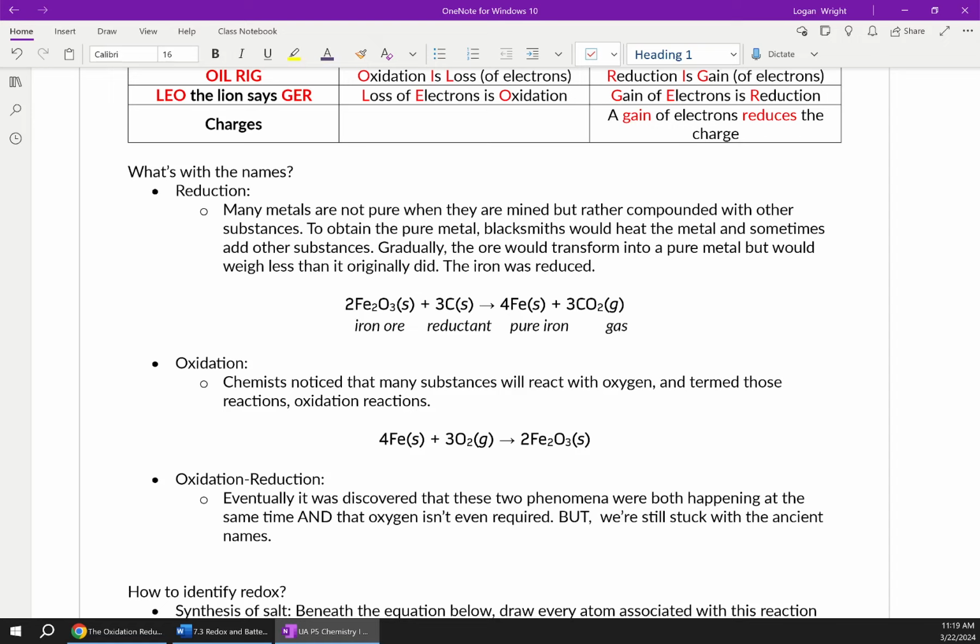But all they knew is I start out with iron ore, I end with lighter iron. So I must have reduced it. And so for hundreds of years, that chemical process has been called reduction because it was getting smaller.